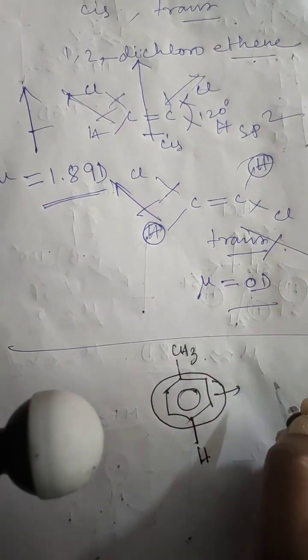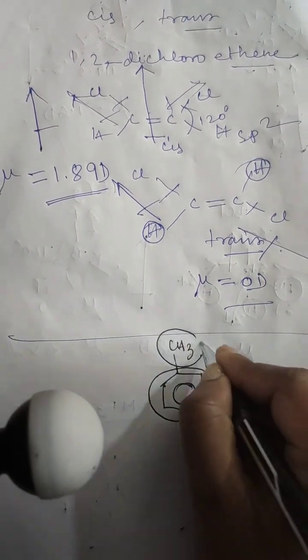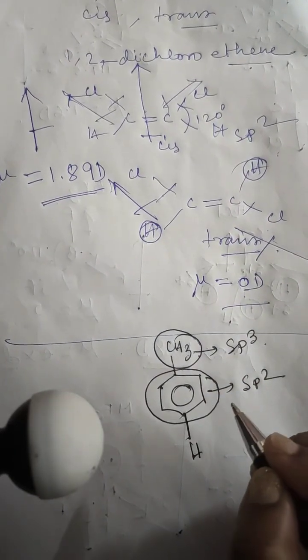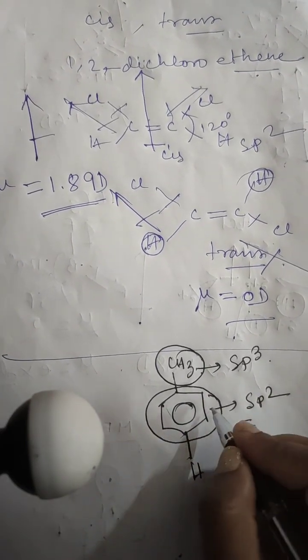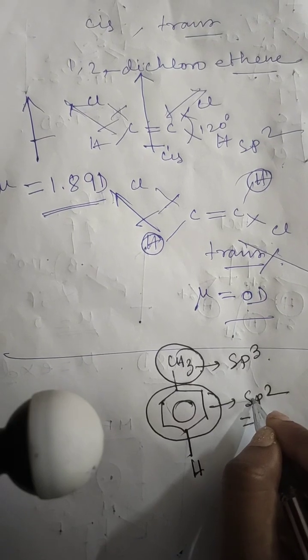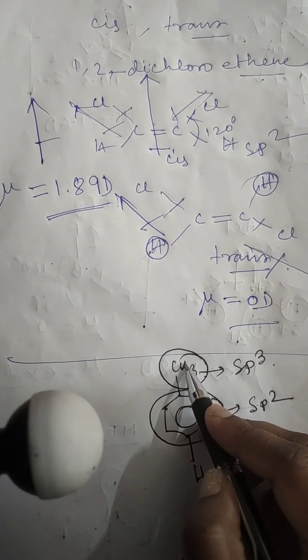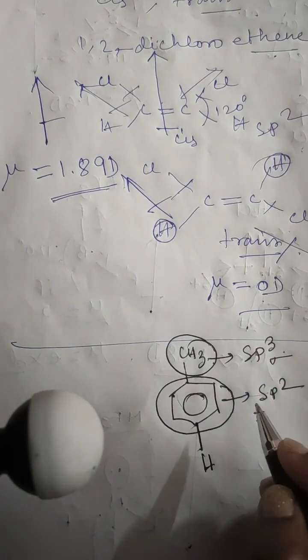Now in this case, the benzene ring part contains sp2 hybridization, and this CH3 contains sp3 hybridization, because the ring has double bond character. That's why the benzene ring is sp2, and the CH3 has a tetrahedral-like structure with sigma bonds. So sp3 hybridization occurs here.